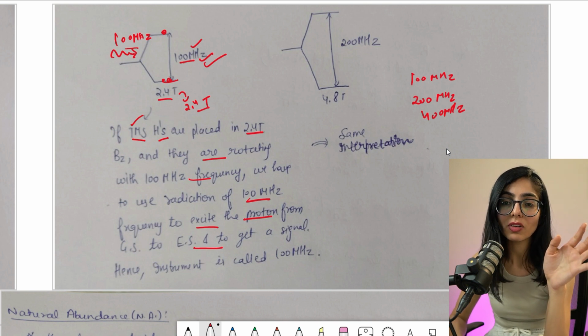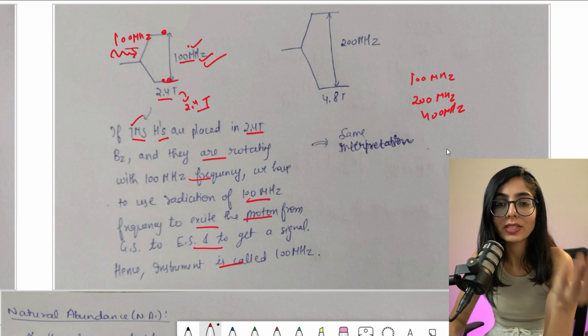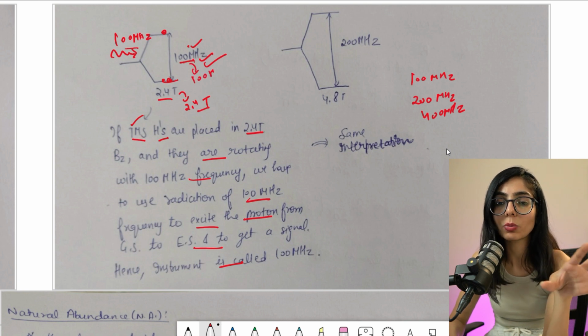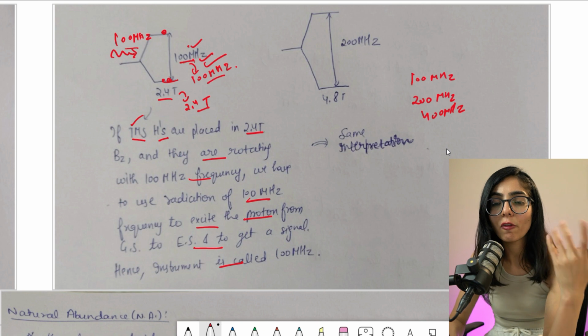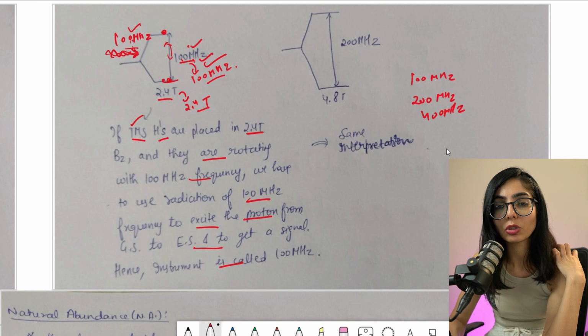So the instrument will be called according to the frequency at which the proton is rotating. The proton is rotating with 100 megahertz, so the instrument will be called 100 megahertz, and obviously the incident radiation will also be the same frequency. You can say the proton frequency or the incident radiation, the same frequency will be there, so the name would be according to that only, 100 megahertz.